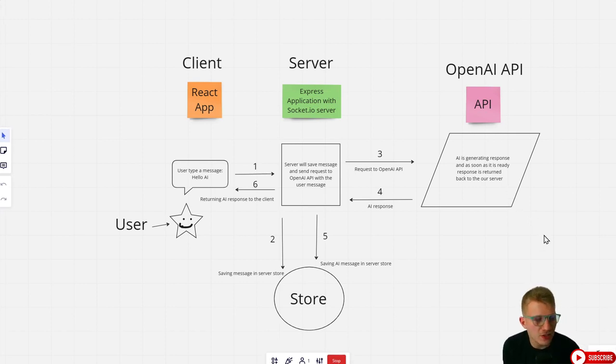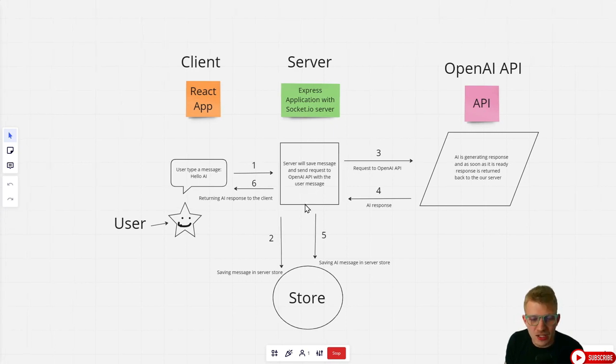And as soon as the response is ready, it will be sent back to our server. It will not go directly to the client, because we want to save this message from the AI in our store. And as soon as we save this message in our store, we'll send that response to the client, to the user who just sent the message of hello AI. And when this message is back on the client side, it will be displayed on the screen. So that's the flow which we'll be implementing in our application.